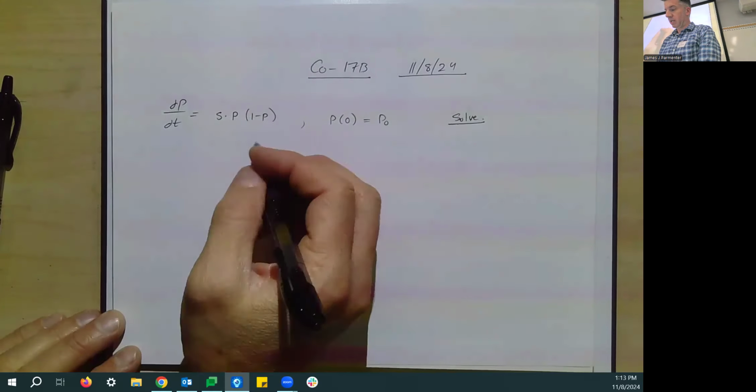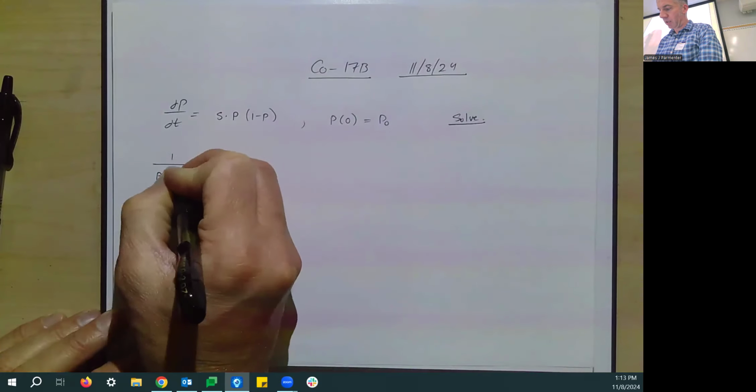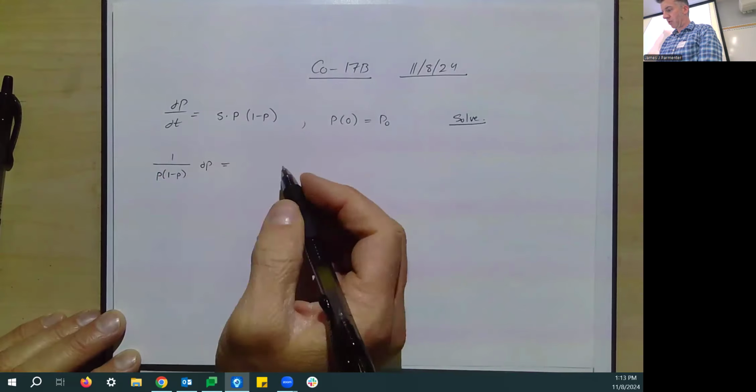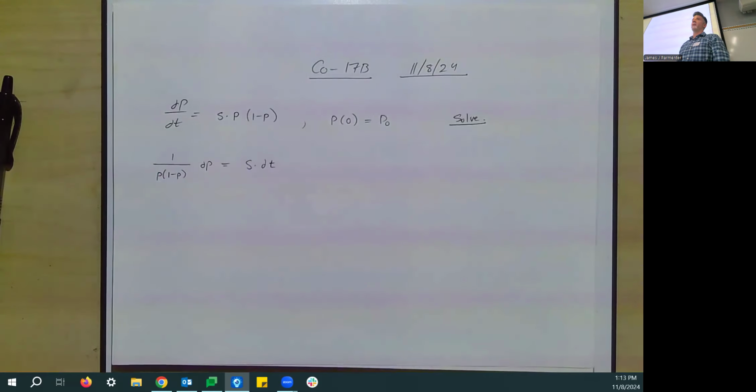I'm going to bring all my p's to the left. I have 1 over p times 1 minus p dp equal to everything else on the right, s times dt. You could bring the s to the left, but again, if I have the choice, I'm usually putting as much stuff as I can on the side with the independent variable. So I'm going to push all the things to the t side if I can.